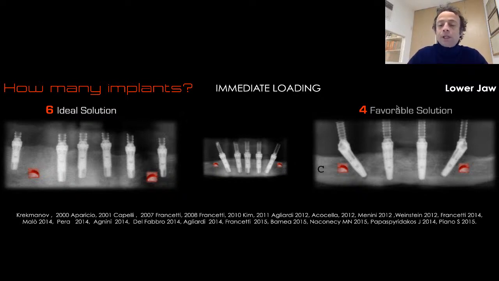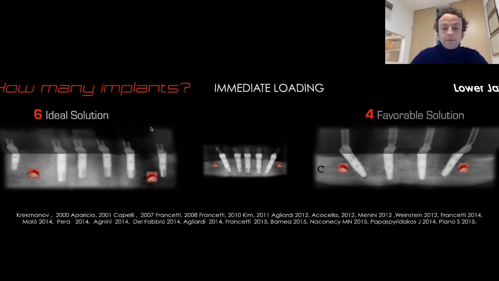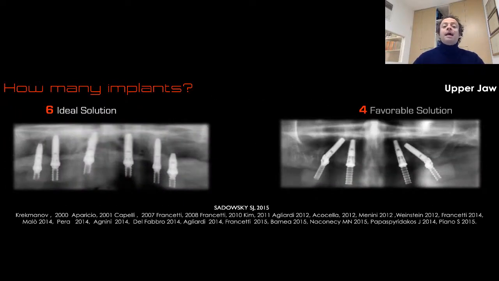So in the lower jaw, this is what I normally do in my patients. When I can, because I have lots of bone, 6 straight implants. When it's not possible because we have resorption in the distal part of the mandible, all-on-4. In the upper, the situation is the same.